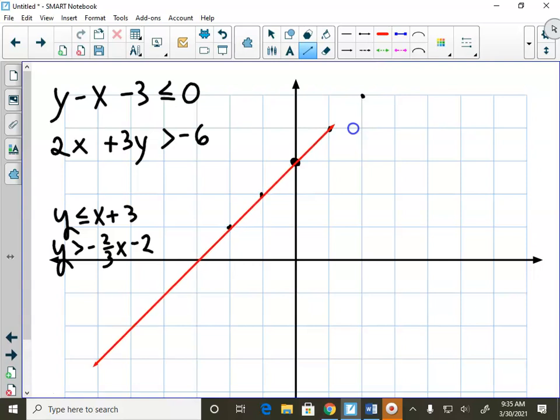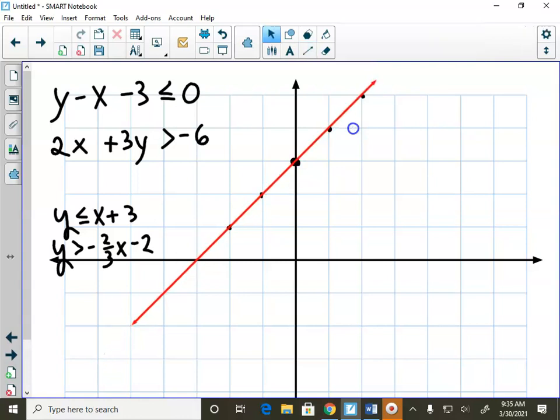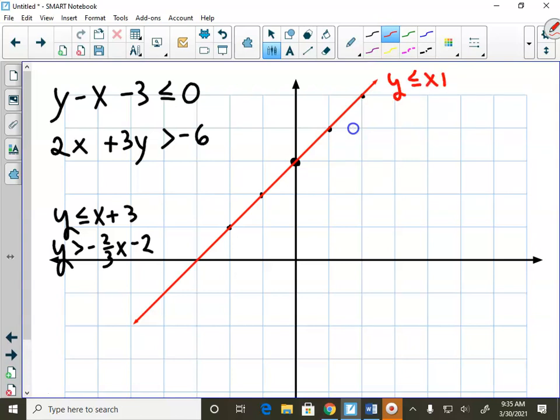And again, if you remember what I said, the fact that it's a less than or equal to allows us to have a solid line as compared to a dashed line. Okay, I always like to label my lines when I draw them. So y is going to be less than or equal to x plus 3. That's this one. The second line I'm going to do in blue. I'll do the less than in a minute. I just want to get the lines on the board. So y is greater than negative 2/3 x minus 2. So I'm going to have to draw that line. Again, I want my straight line tool.